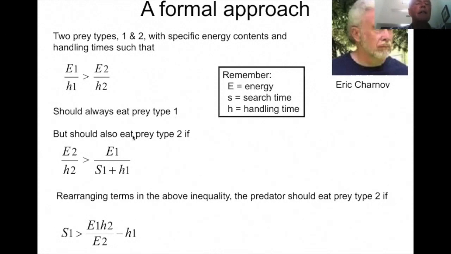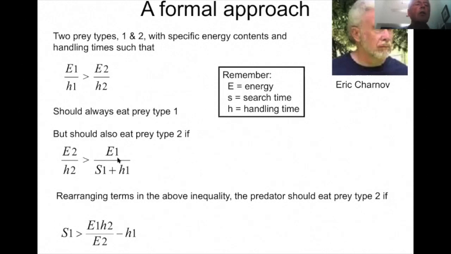But it should also eat, this is just his logic, it should also eat prey type 2 if the energy value of prey type 2 divided by the handling time of prey type 2 is greater than the energy of prey type 1 divided by the handling time of prey type 1 plus the search time. So as the search time for prey type 1 becomes greater and greater, this value of energy return per time is going to become less and less.